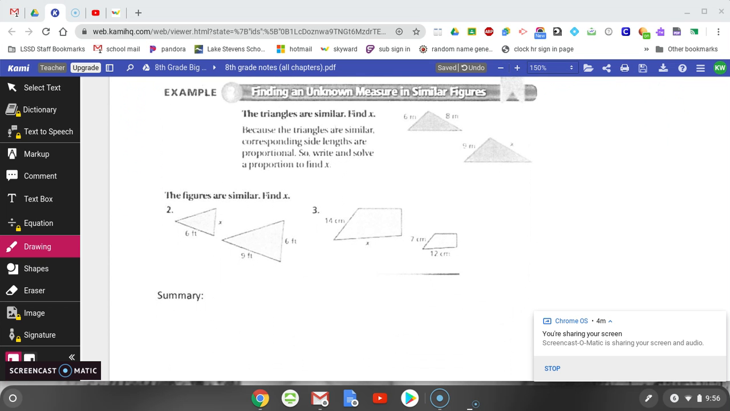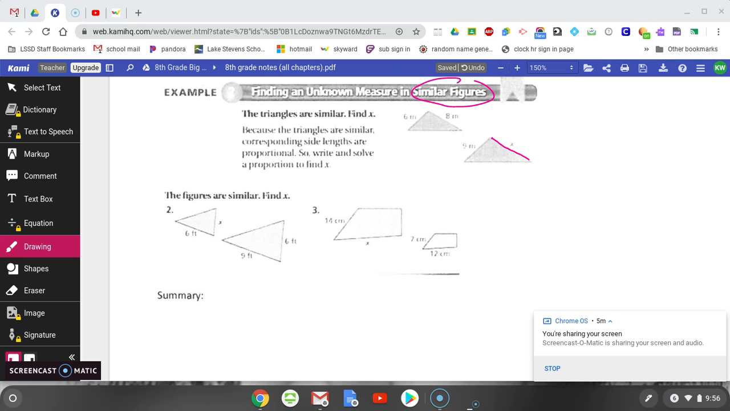So, finding an unknown measure in similar figures. Now they are telling us that they are similar, so we know for a fact that these two triangles are similar. And I now want to know what this side length is. To do that, I can write and solve a proportion.